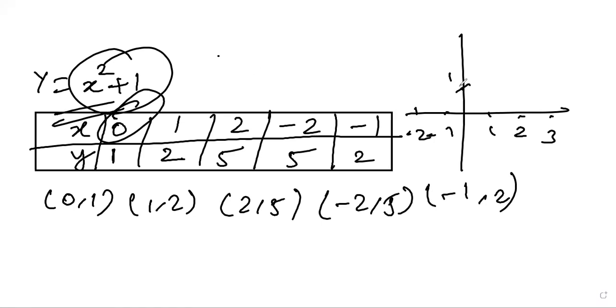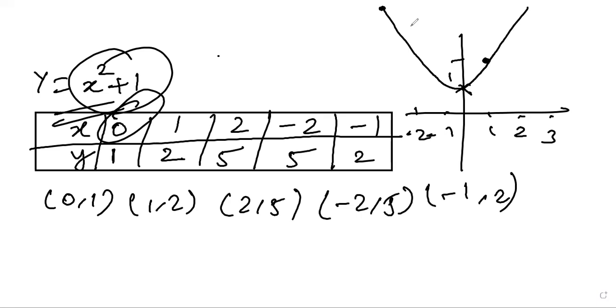Okay. So 0, 1 may be here, 1, 2 over here, -2, 5 may be here, -1, 2 will be here. You just have to join all of them. You understand? Here, it looks very ugly over here. You just have to connect it like a parallel. I'm not able to draw. Is it clear?